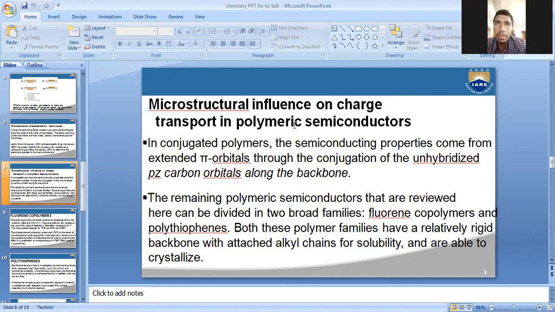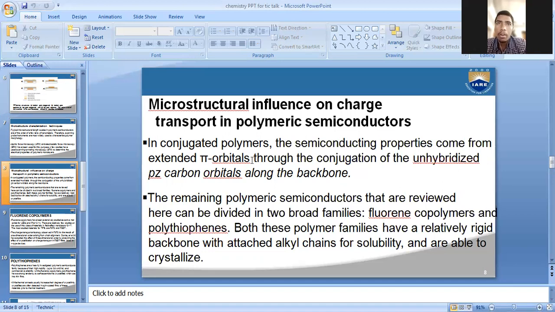microstructural influence on charge transport in polymeric semiconductors. In conjugated polymers, the semiconducting properties come from extended pi orbitals through the conjugation of the unhybridized pz carbon orbitals along the backbone. There is a vast variety of polymers in our world.